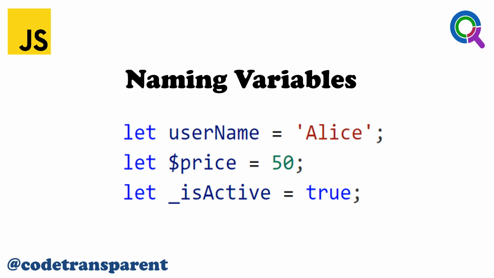Next, let's talk about naming variables. In JavaScript, variable names should start with a letter, underscore, or $ sign. They are case-sensitive, meaning score and Score are different. Use descriptive names like username or totalScore to make your code more readable.